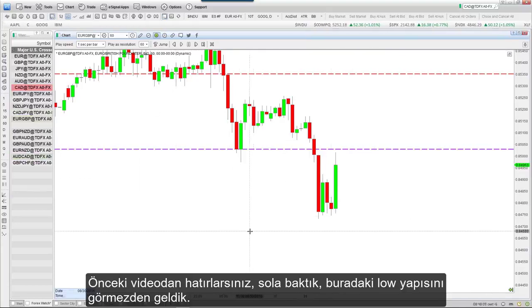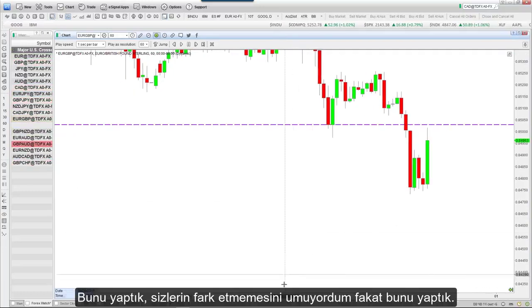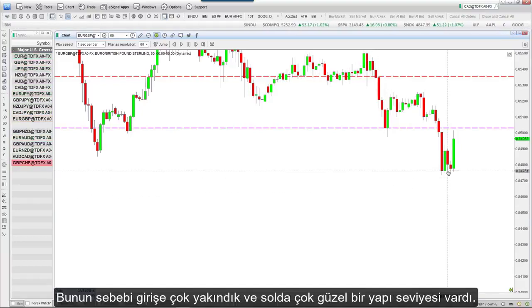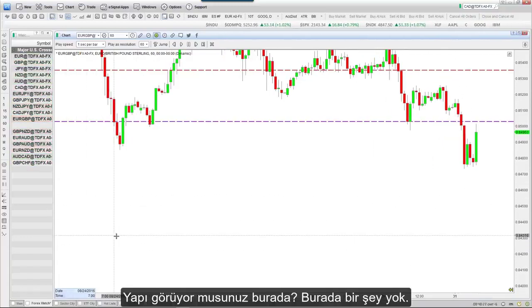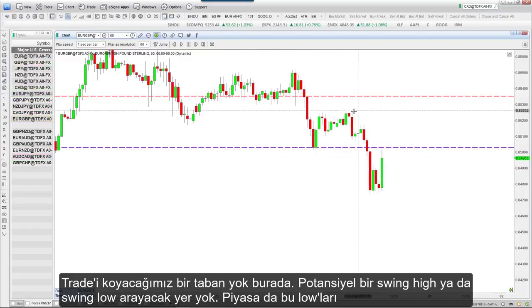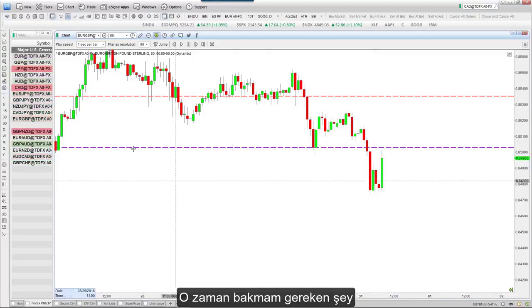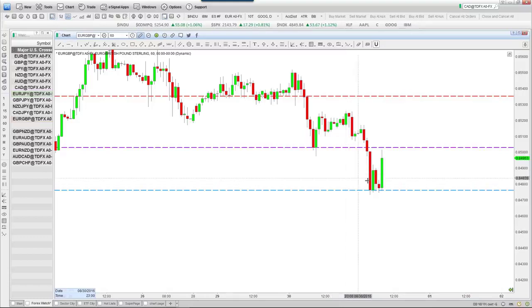Well, you remember in the last video, we looked left and we really ignored this structure low here. And I did that. I was hoping that you guys wouldn't notice that I was doing that. But the reason that I ignored that is because it was so close to our entry and we had a really nice structure level looking left. In this case, look left. You see any structure out here? There's nothing out here. There's nothing for us to base this trade off of. There's no place to look for a potential swing high and swing low. And this market really did a nice job of violating these lows here. So I'm going to have to look at my initial target being somewhere around these previous swing lows.